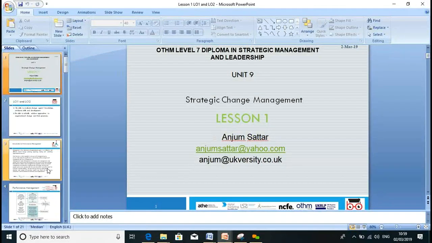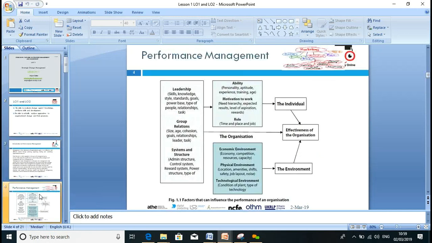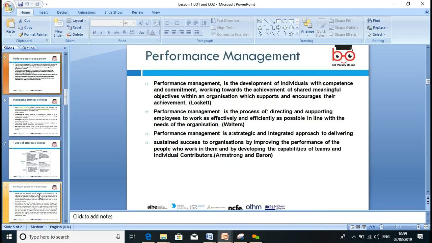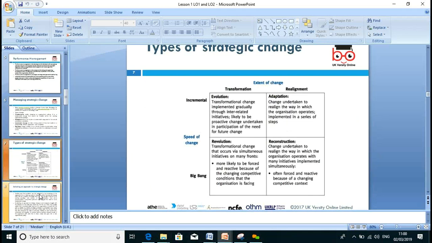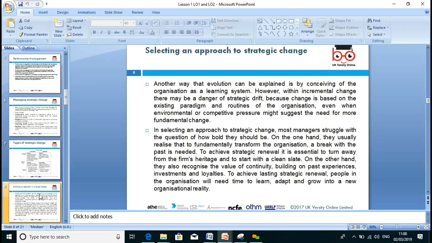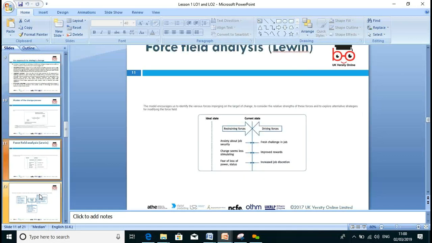So let's recap a bit first. We discussed what management is during our first lesson. I mentioned Peter Drucker. Then we discussed change, basically the purpose behind it, to improve the performance in our organization and adopt something new, and how we can implement it. We discussed performance management, strategic change, transformation, realignments, incremental change, and Big Bang. Then we discussed different models of change.